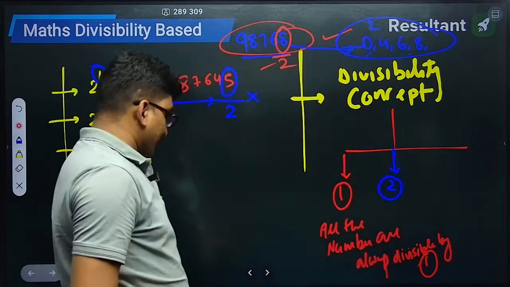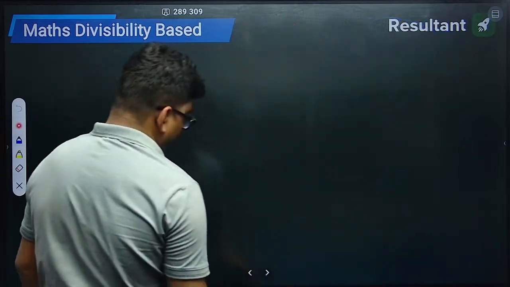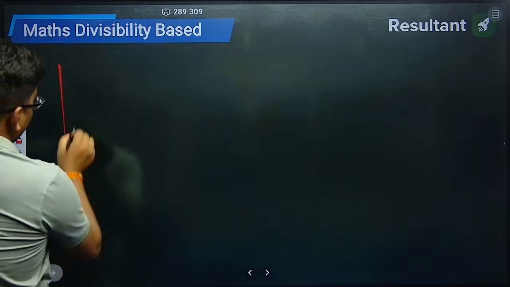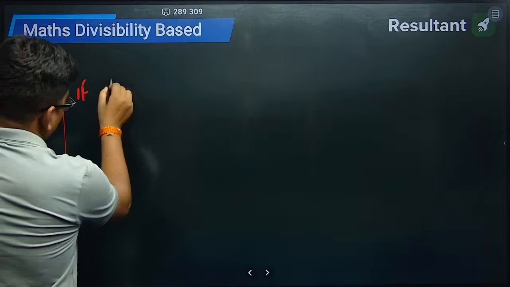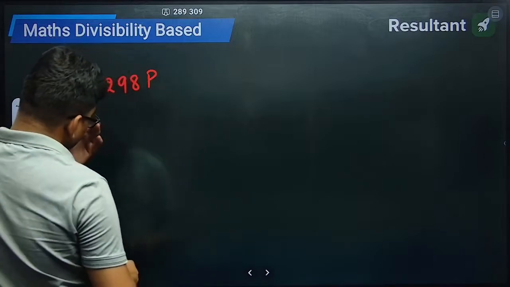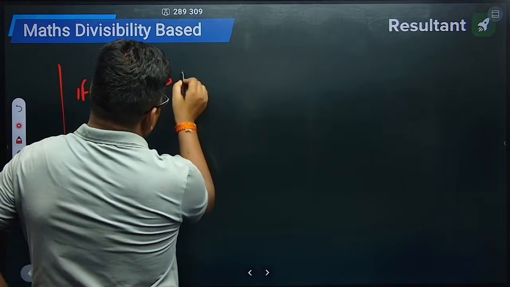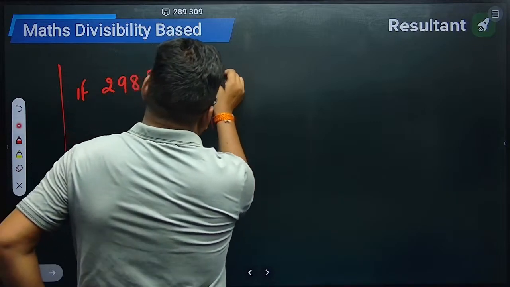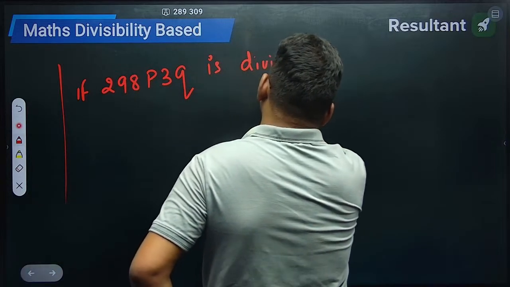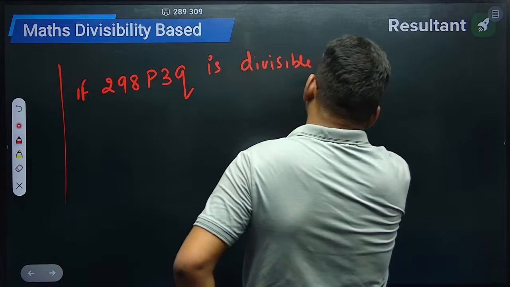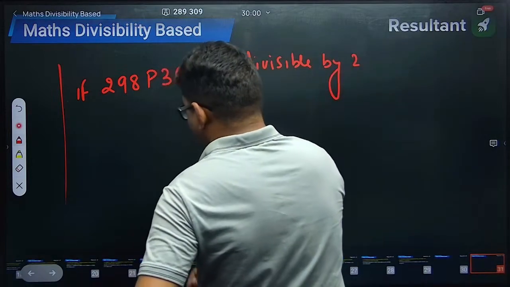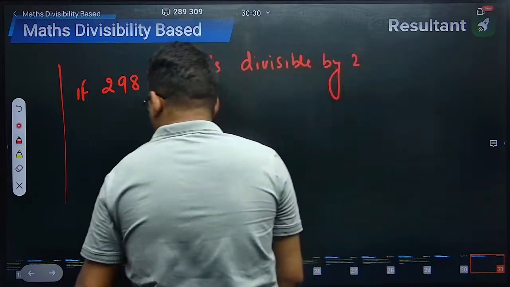So I'll ask you one question from your side. That is what I asked: if 298p3q is divisible by 2, it is always divisible by 2. Also you can say one thing here also.